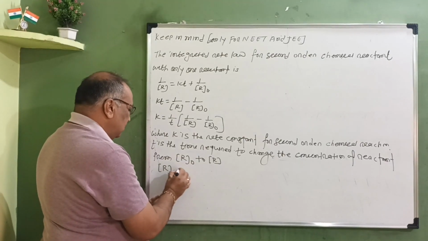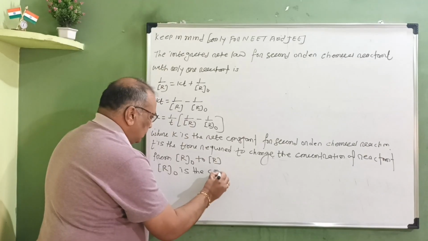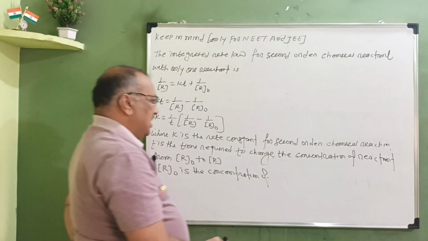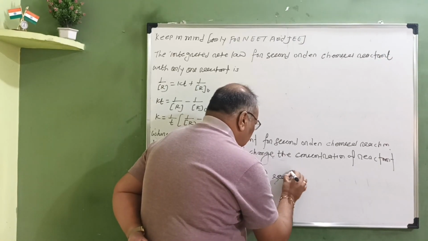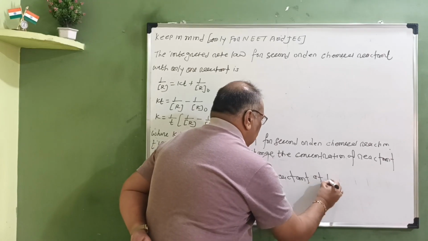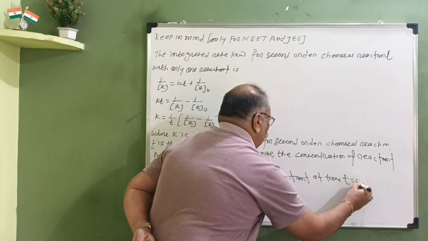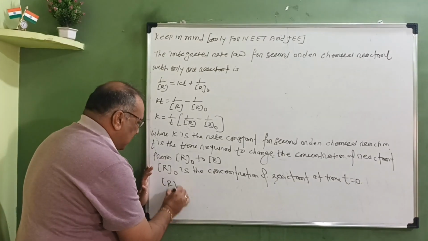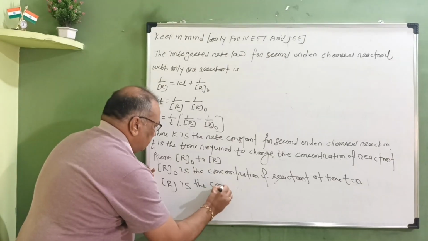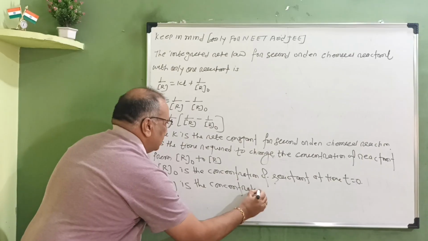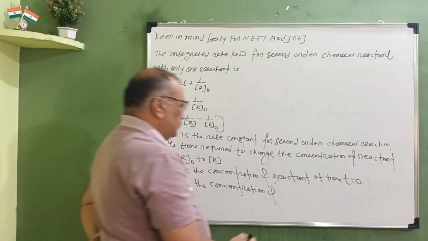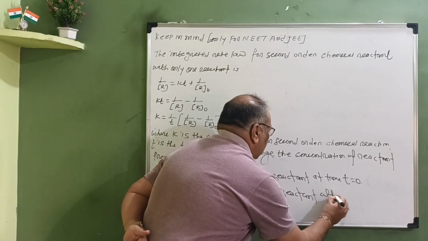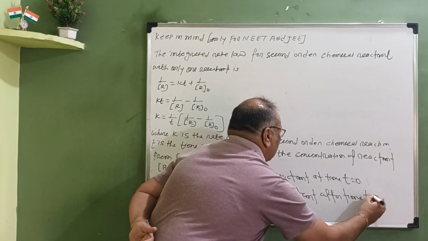R0 is the concentration of reactant at time t equal to 0, and R is the concentration of reactant after time t is equal to t.